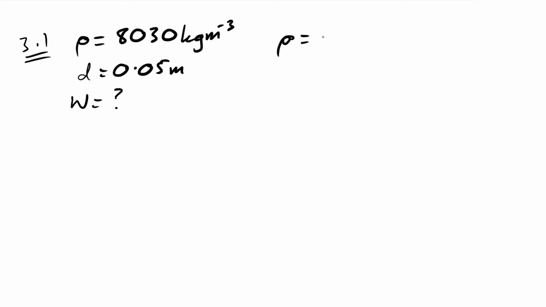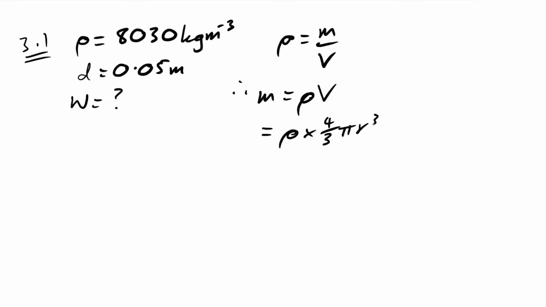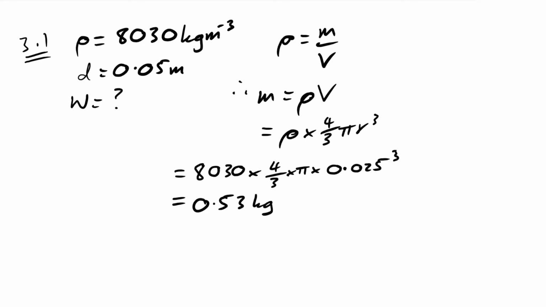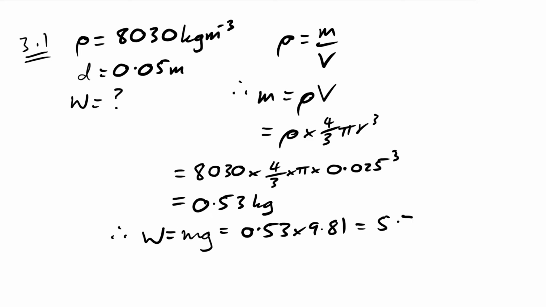So density is equal to mass divided by volume. If we're looking for weight, then we're looking for mass. So mass is equal to density times volume, and the volume of a sphere is 4/3 pi r cubed. So popping this all in, 8,030 times 4/3 times pi times half the diameter cubed. That gives us a mass of 0.53 kilograms, but we're looking for weight. Weight is equal to mg, so that's 0.53 times 9.81, and that gives us a weight of 5.2 newtons.